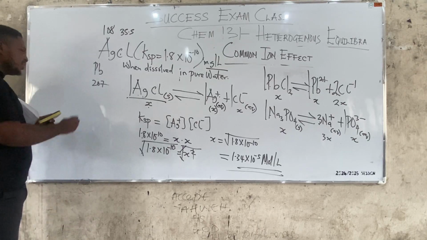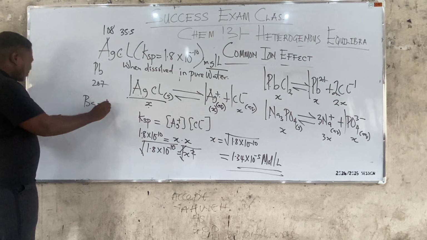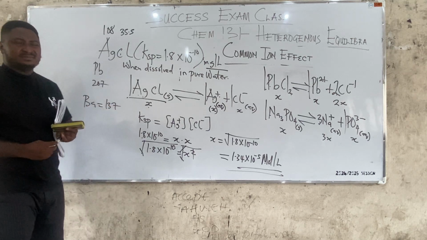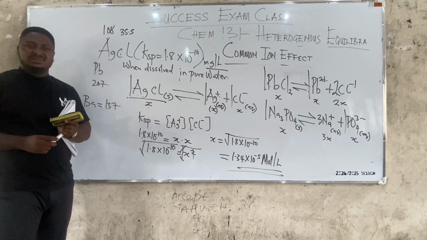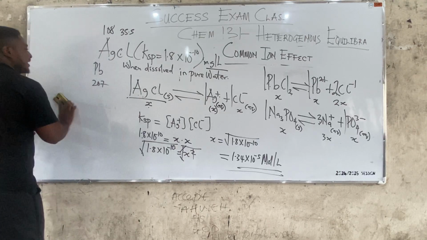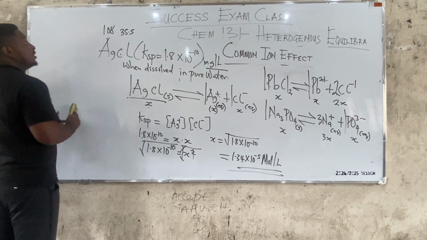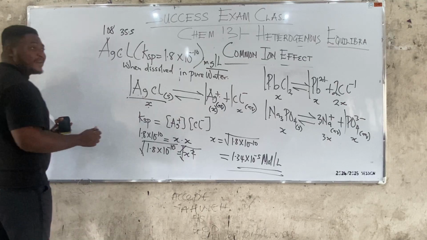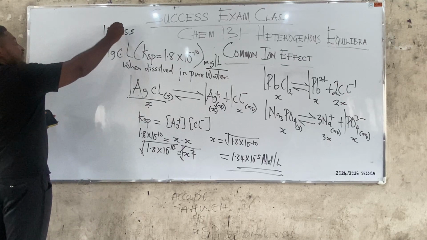They give you barium. You don't think twice. What is barium? 137. You must get to that level as you're going higher. Class, now Ag is 108, Cl is 35.5. What is 108 plus 35.5?